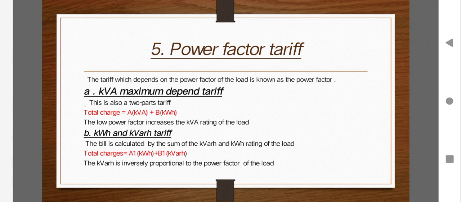Fifth one, power factor tariff. The tariff which depends on the power factor of the load is known as a power factor tariff. The kVA maximum demand depends on the tariff. It is also a two-part tariff: kWh and kVARh tariff. The bill is calculated by the sum of the kVARh and kWh rating of the load.